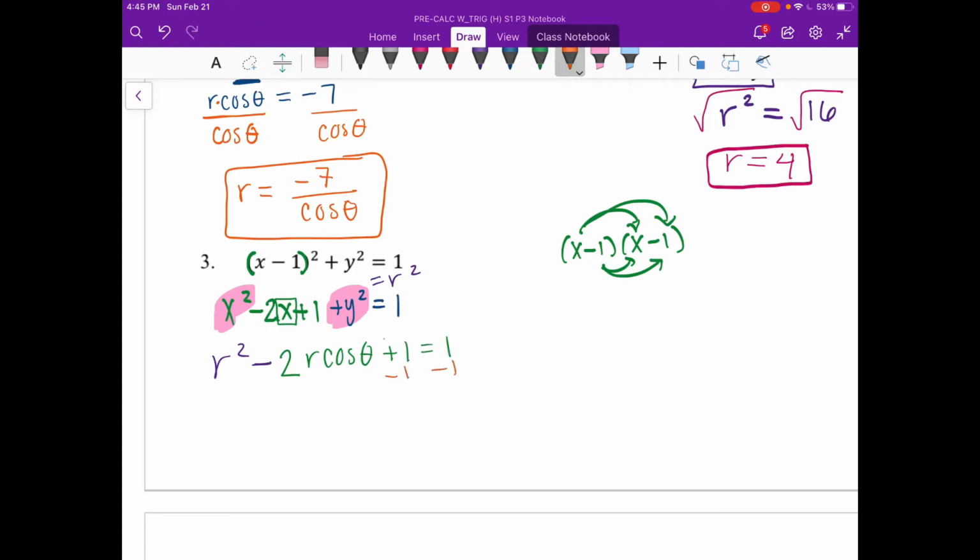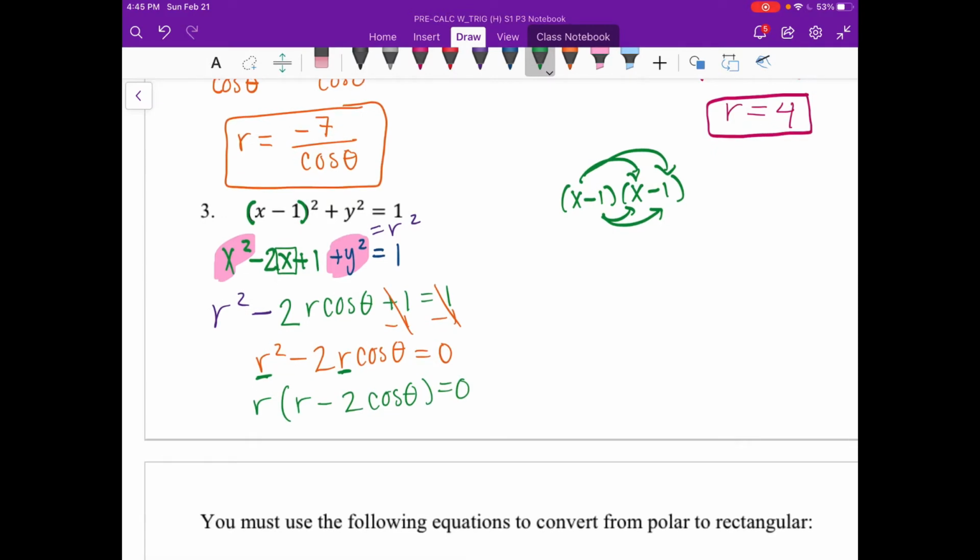Then I can subtract the 1 over. That's going to cancel out on both sides. So I have r squared minus 2r cosine theta. And then seeing what else can I do here to get this to equal r. I can factor out an r from both of these terms. And when I do that, I get r times (r minus 2 cosine theta) equals 0.